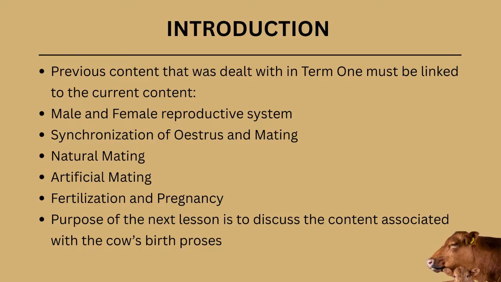Introduction. Previous content that was dealt with in Term 1 must be linked to the current content. Male and female reproductive system. Synchronization of estrus and mating. Natural mating. Artificial mating. Fertilization and pregnancy. The purpose of the next lesson is to discuss the content associated with the cow's birth process.